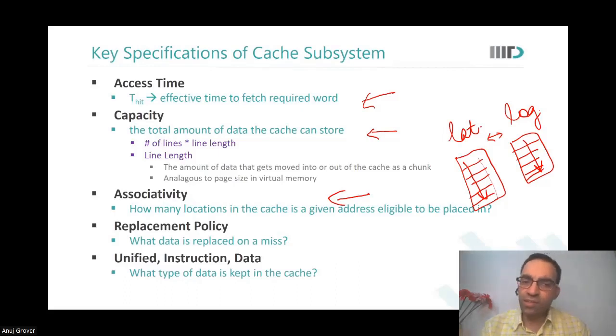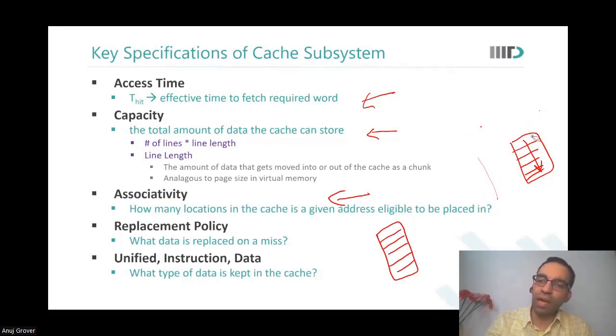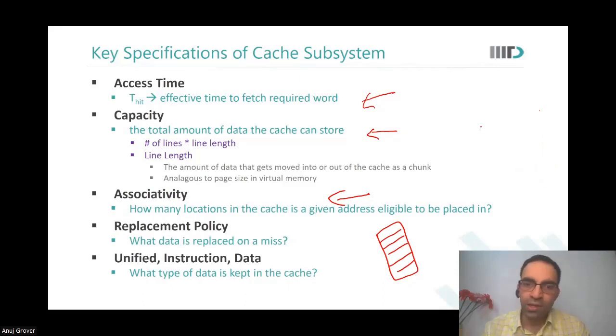Replacement policy, I think this is intuitive. Suppose my cache is full. Cache is a very small memory. Suppose it goes full and I want to store new data or run a new program, or the movie you were watching, its first sequence is complete. Now the second sequence needs to be loaded. Which part of the cache would you replace? That is another key specification for the cache subsystem. We will look into it in detail as to what kind of replacement policies exist.